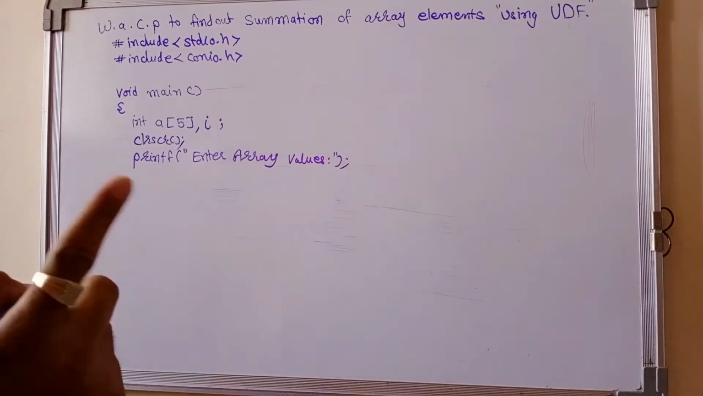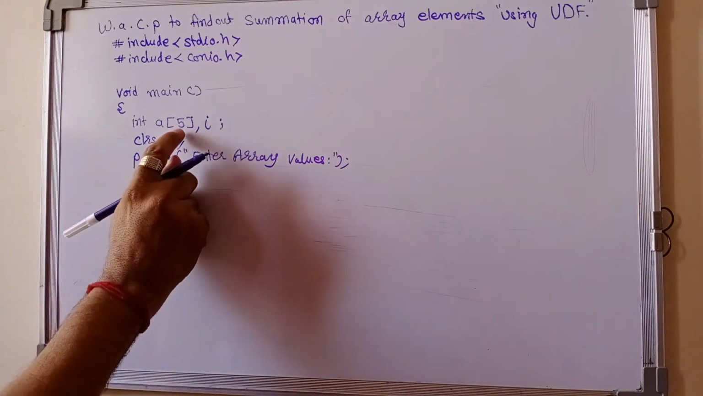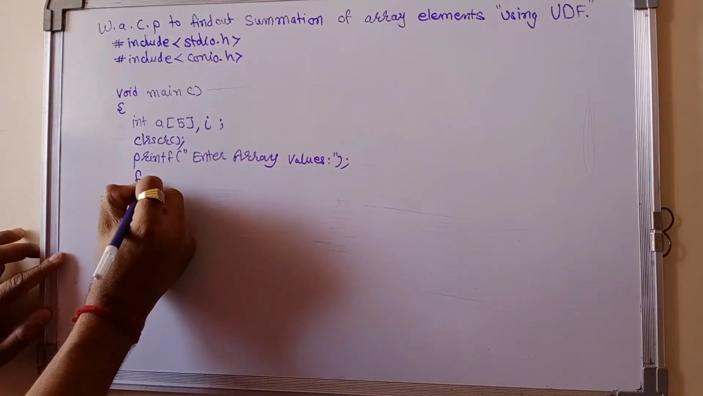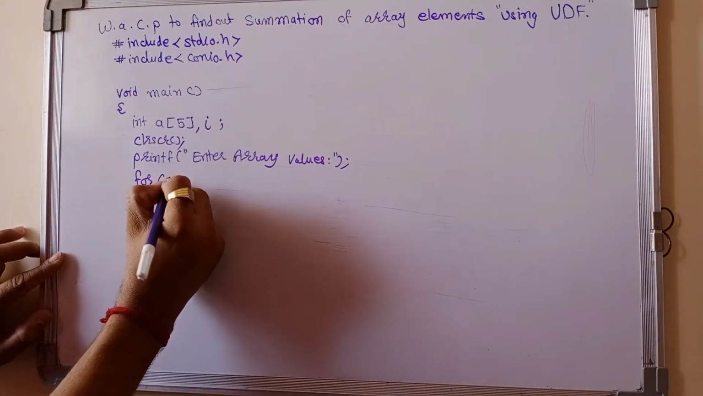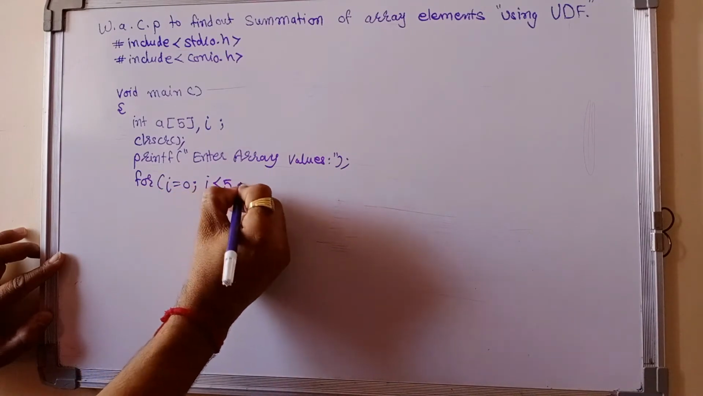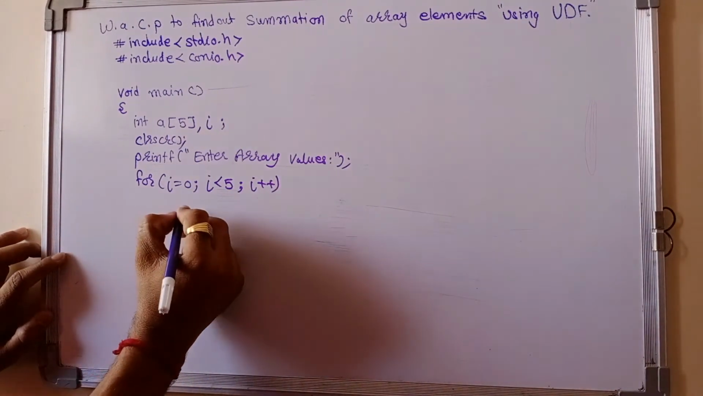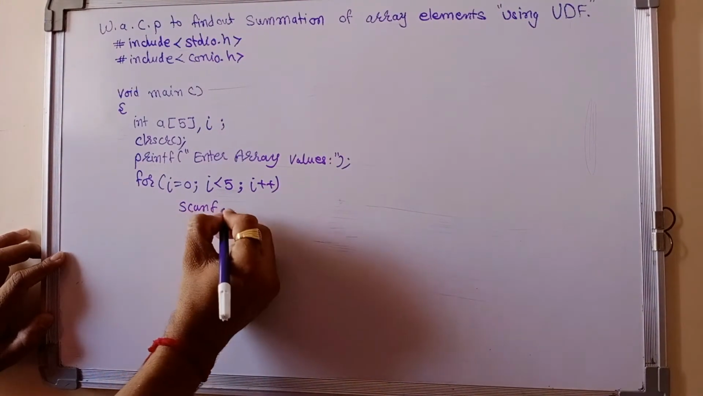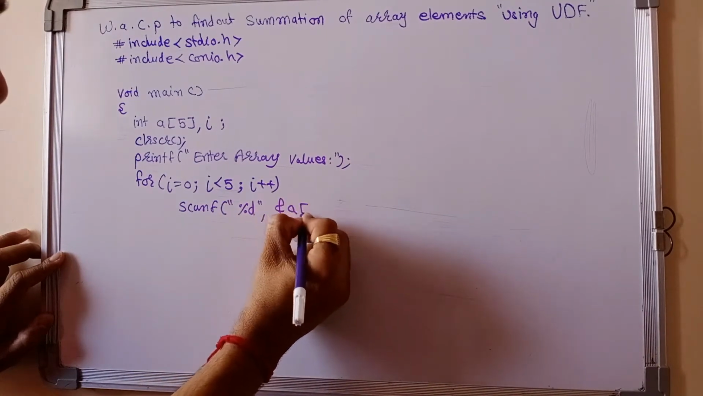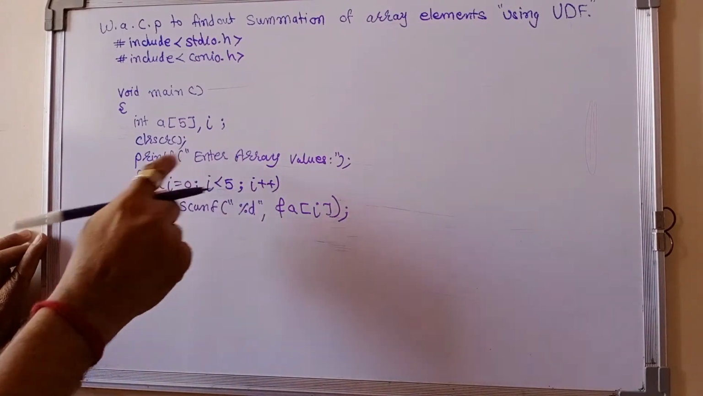To receive all array values, I need to loop from index number 0 to index number 4. So I am going to use a for loop. For I is equal to 0, I less than 5, I plus plus. To receive all array elements, I need to use scanf statement. Scanf %d ampersand a of I. So my array will be created here.